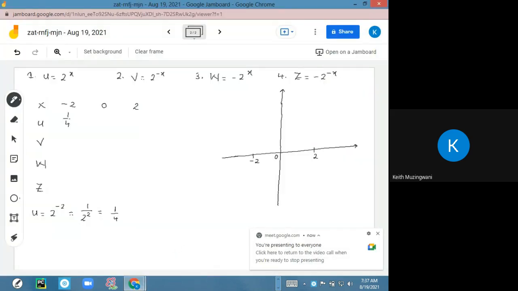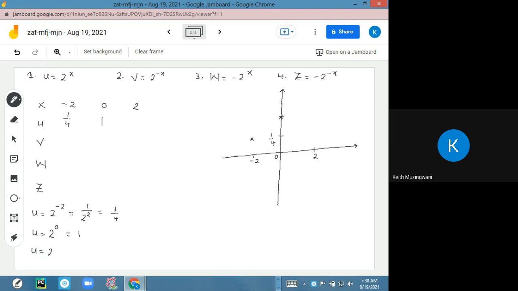And so we have found so far 1 over 4. So we have a point there. What is u when x is 0? So we have 2 to the power 0. Now any number to the power 0 is 1. So we obtain 1, and so we have 1 against 0. What is u when x is 2? 2 to the power 2 is 4. So we have 4 when x is 2.